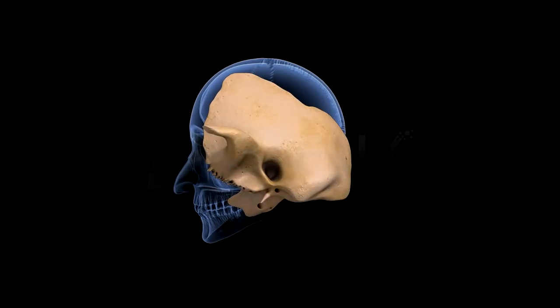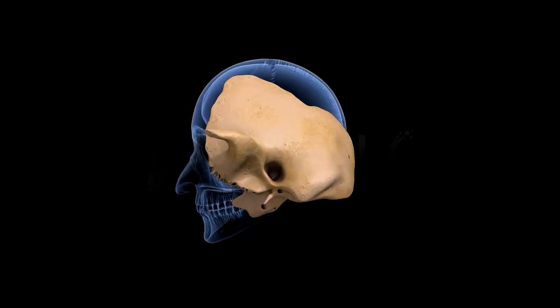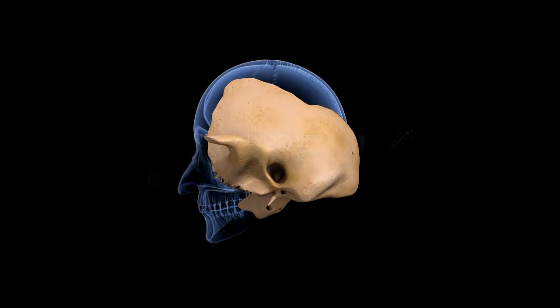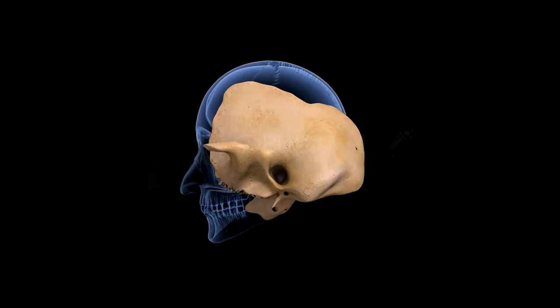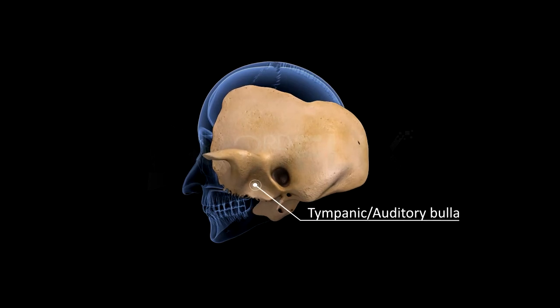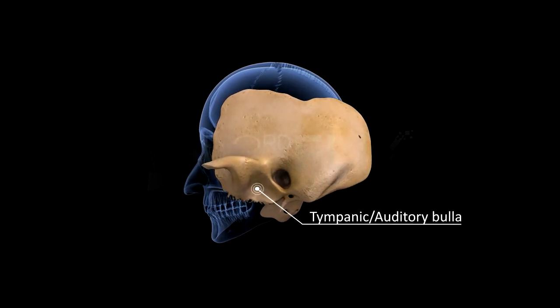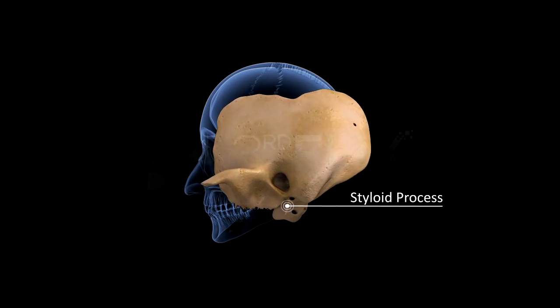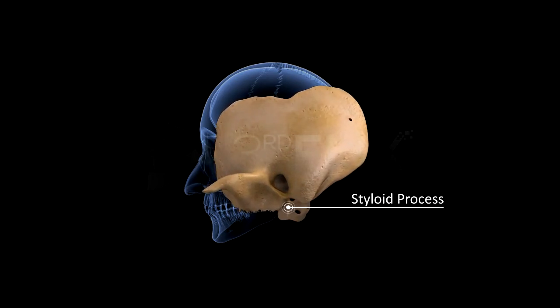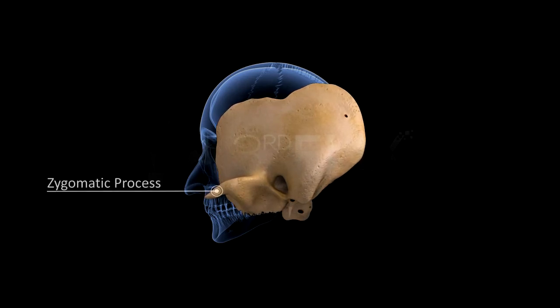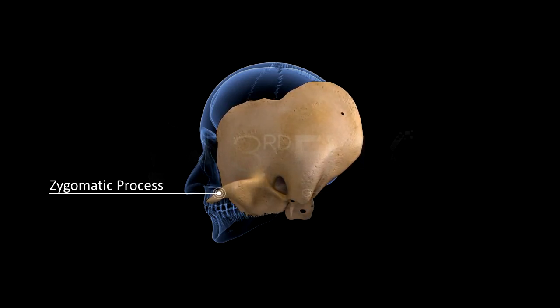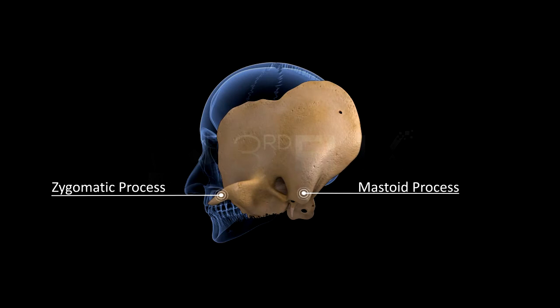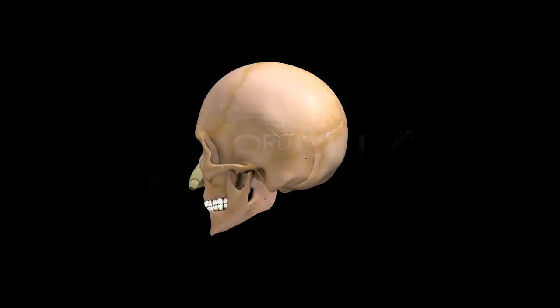Temporal bones. These form the lateral parts and the floor of the cranial cavity. Each temporal bone bears the opening of the external auditory meatus and lodges the middle ear components in the tympanic part called the tympanic or auditory bulla. Each temporal bone also has a styloid process, zygomatic process, and mastoid process for articulation with the facial bones.